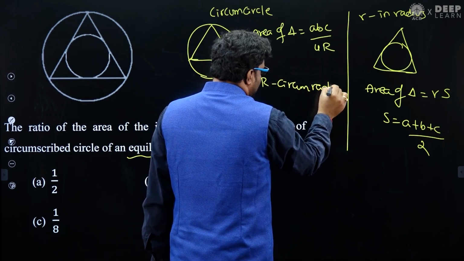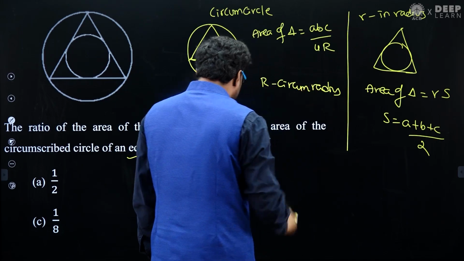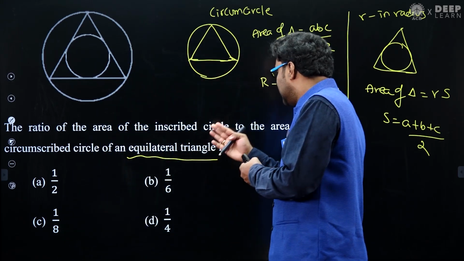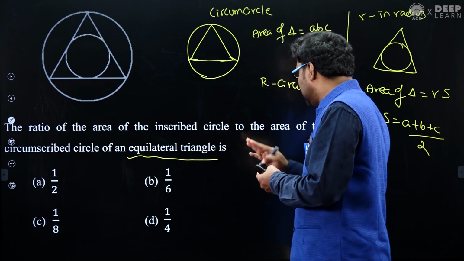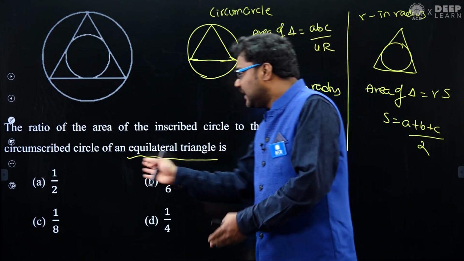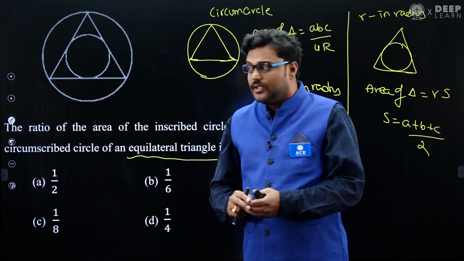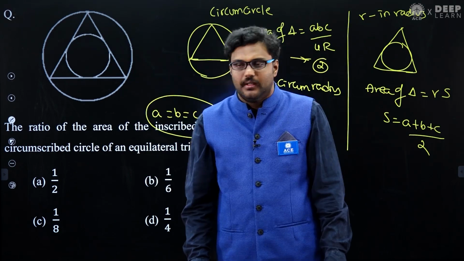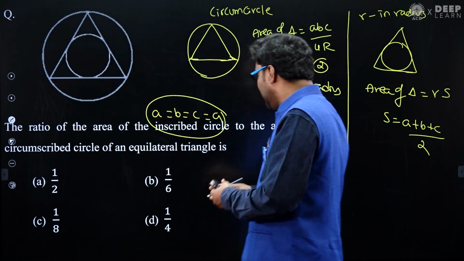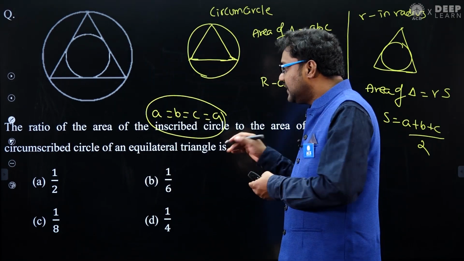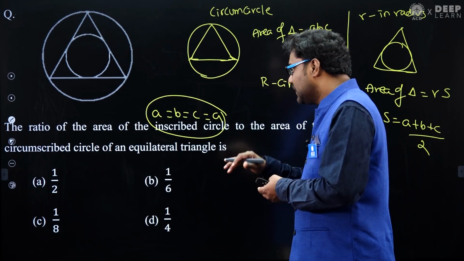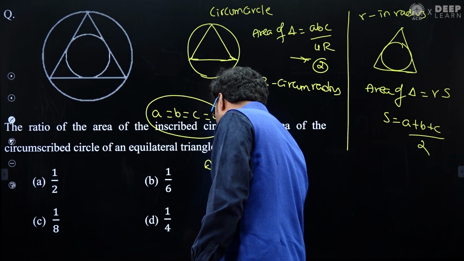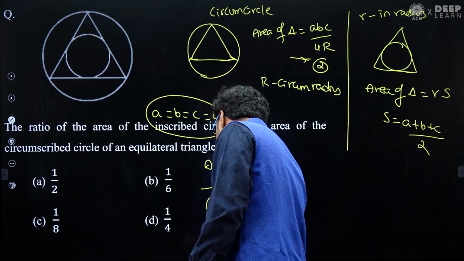Fine, okay. Now, what they are asking is the area of the inscribed circle, or incircle, with respect to the area of the circumscribed circle. So here, what they are asking, my dear friends, is the area of the incircle with respect to the area of the circumcircle.